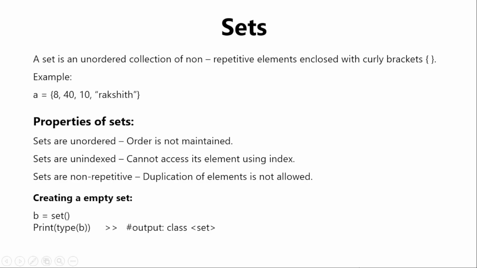Next, creating an empty set. An empty set can be created with the set function. If you check its type, you will get set as the type. Now let us go through the properties of sets, and also create an empty set. Let us do this operation now.